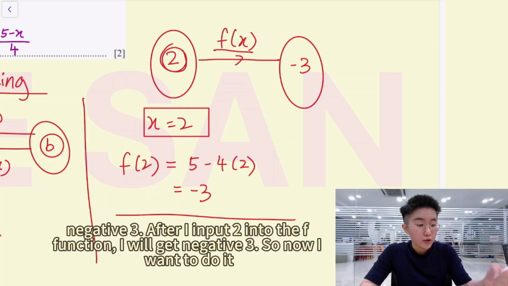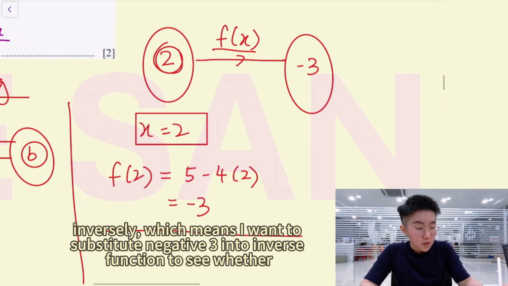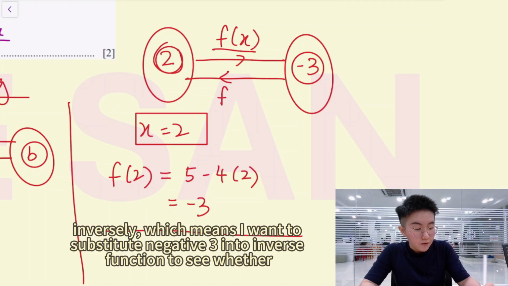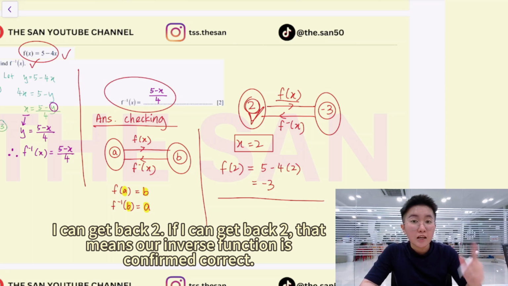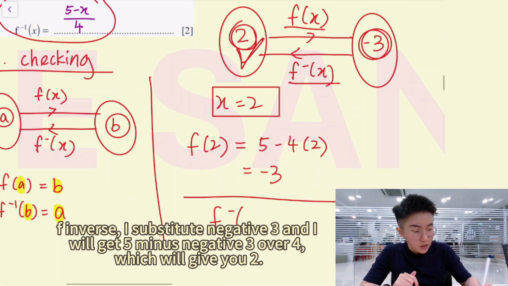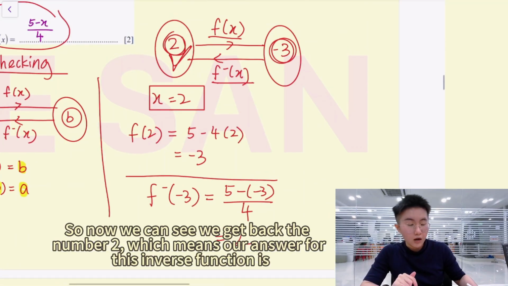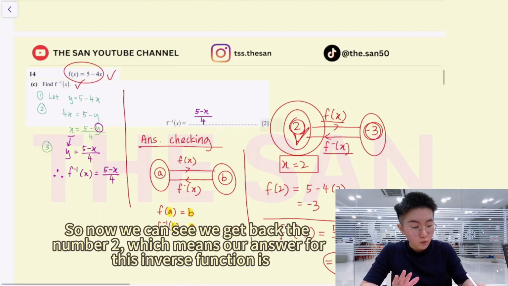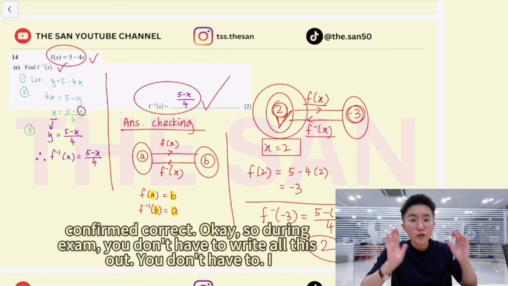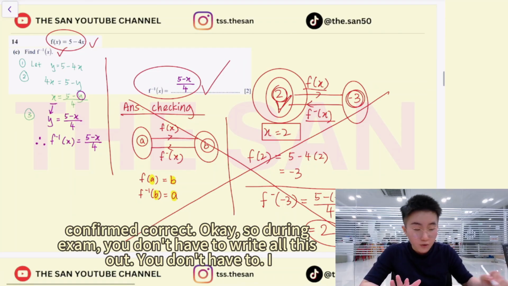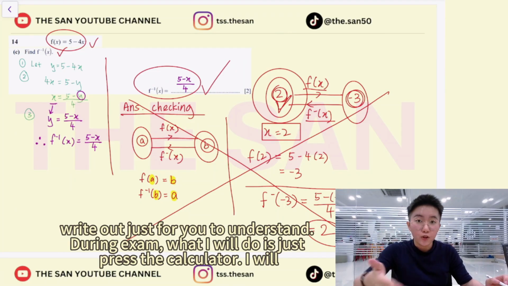Now I want to do it inversely, which means I want to substitute negative 3 into the inverse function to see whether I can get back 2. If I can get back 2, that means our inverse function is confirmed correct. For f inverse, I substitute negative 3 and I will get (5 minus negative 3) over 4, which will give you 2. So we get back the number 2, which means our answer for this inverse function is confirmed correct. During exam, you don't have to write all this out. I write it out just for you to understand.